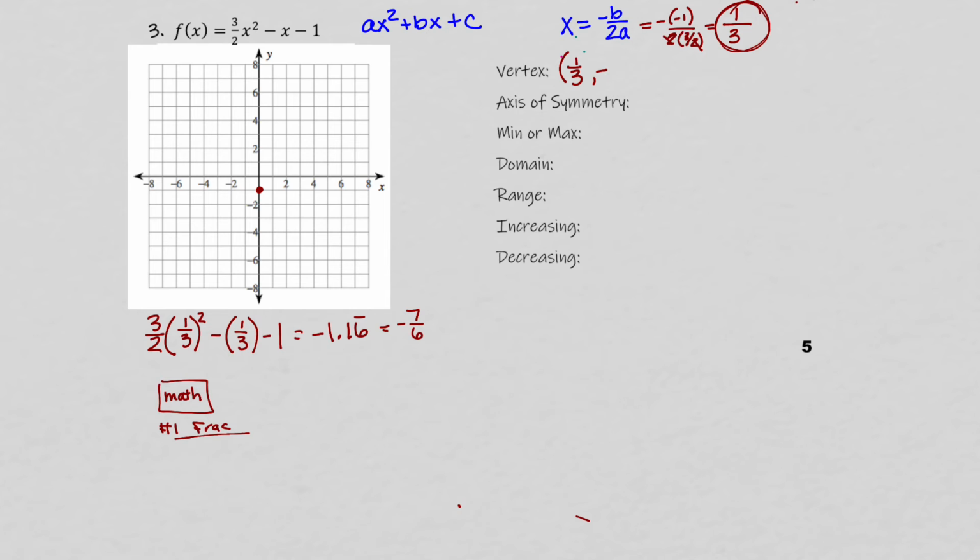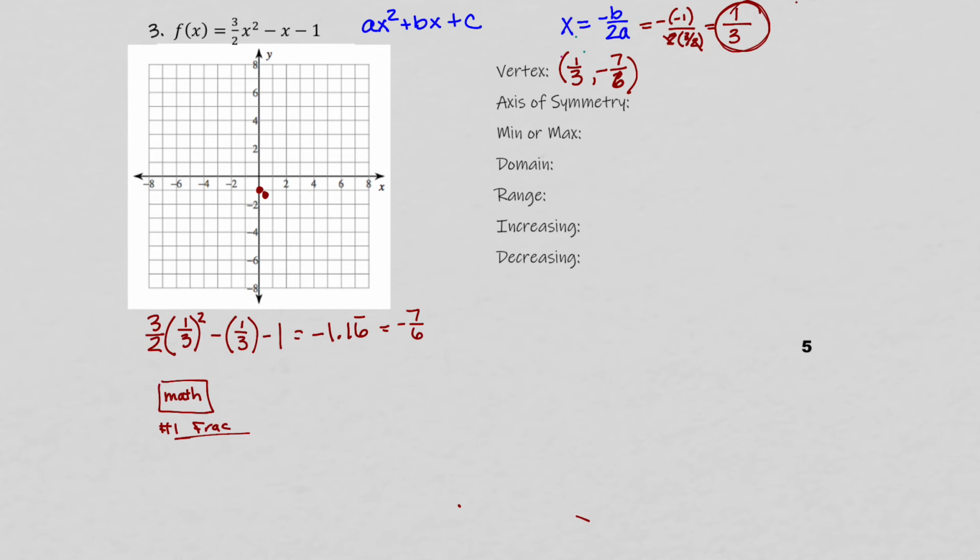So my vertex is 1/3, -7/6. I know, that's not pretty. It's okay. Fractions are still numbers, even if you don't like them. So if I plot this, if I go 1/3, which is about 0.3 to the right, and down 1.3, it's like right here. Okay?